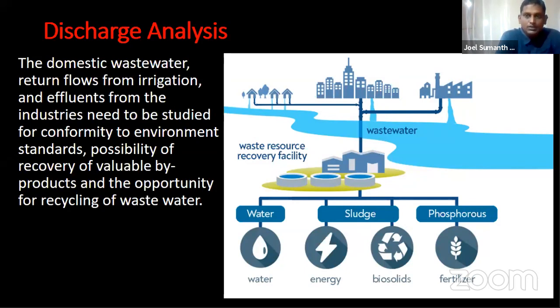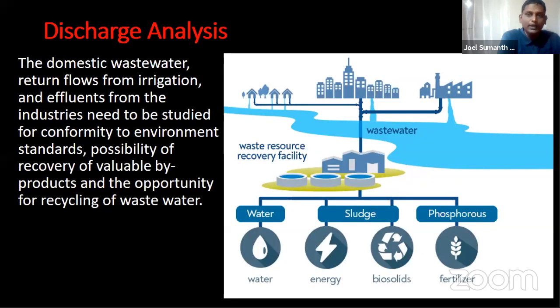In industries, you have water being used for different processes. So water being used for cleaning, water being used for diluting, water used for washing. So after using the water, what is the water that is being discharged? How is it being discharged? What is the quality of the water being discharged? The purpose of understanding discharge is finding out the scope for reusing water.